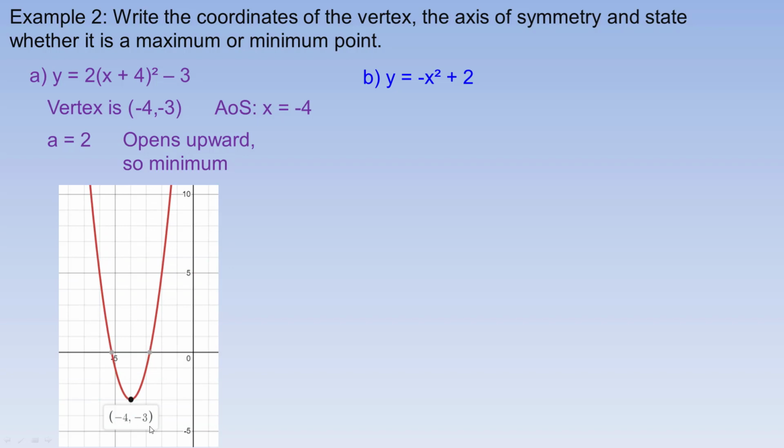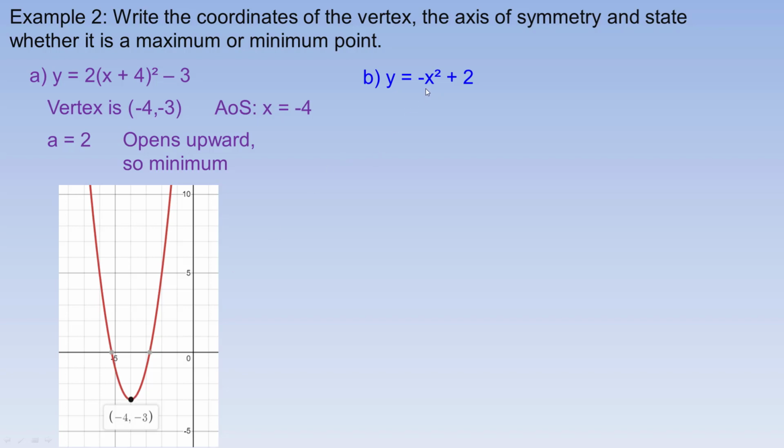There's the -4, -3 vertex, and since a is 2, it opens upwards, so that's a minimum point. Minimum point means that it's the lowest possible point on the whole parabola. If you go from the vertex to the immediate left or the immediate right, you're going up. So that's the lowest possible point.